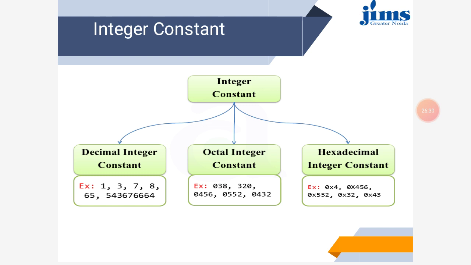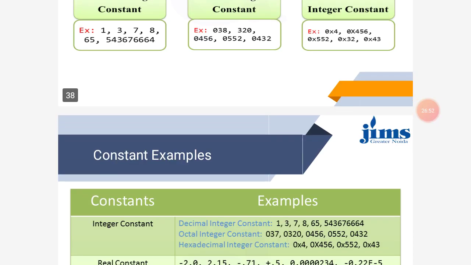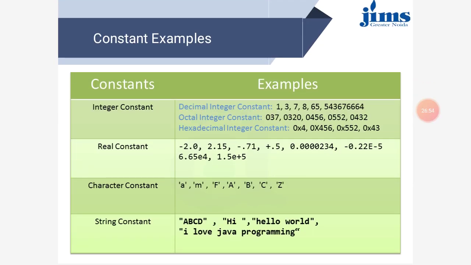Integer constants means values like 1, 2, 3, 4, and for an octal integer constant, an octal value contains digits 0 to 7, and 0 is the compulsory prefix. For every number there is a 0, and for hexadecimal constants, 0 and x are compulsory. So we can see here different examples of integer constants, real constants, and character constants. Character constants we mention in single quotes, and to mention a string constant we use double quotes.